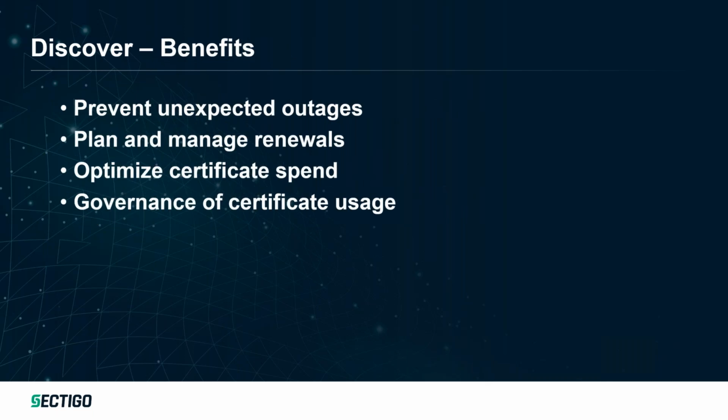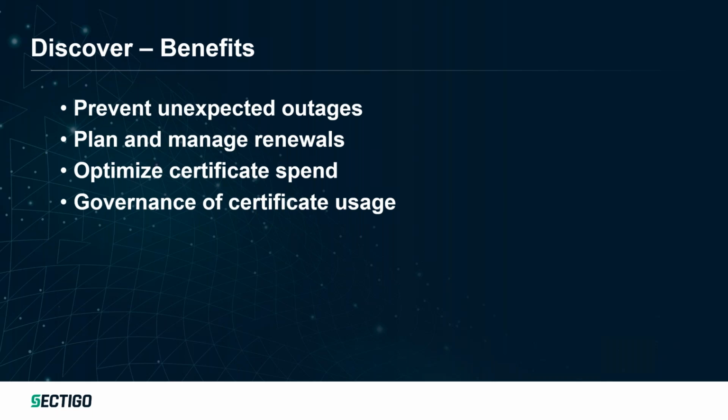So what do we get from discovery? Well, first and foremost, prevent unexpected outages. The number of headlines, still as late as 2020, I don't think there's been a major one in 2021 so far, not that I know of, but as late as 2020, major services going down because of unexpected certificate expirations. It's absolutely crazy. So the first thing you can do is prevent unexpected outages, pure and simple. Biggest benefit of this.